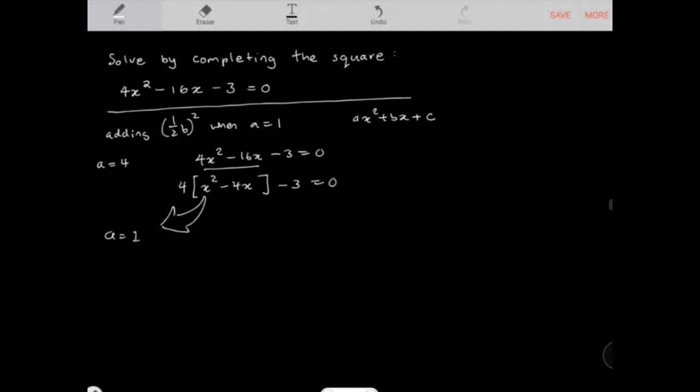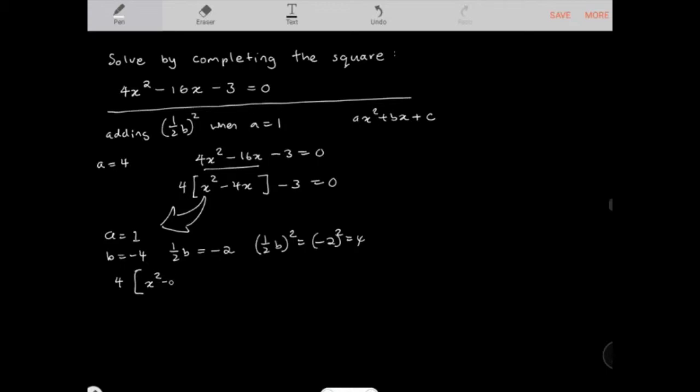So a here is equal to 1, and what we need to do here is add 1/2 b squared. So b here is negative 4, 1/2 b is equal to negative 2, and 1/2 b squared is equal to negative 2 squared, which is 4. So within this giant square bracket, I'm going to add 4.